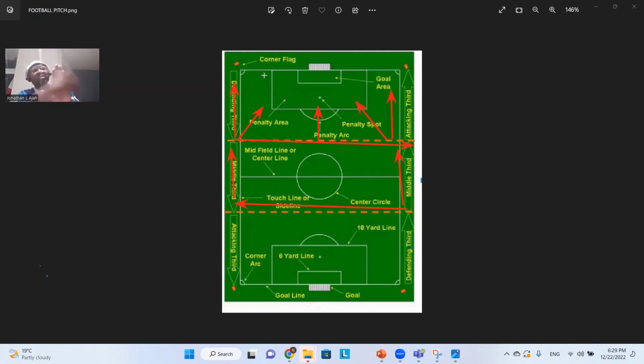Oftentimes attacking midfielders are likely to have many more injuries in the ligaments on the inner and outer parts of the ankle. So you have the medial and lateral ligaments, a bunch of them. You have the deltoid, the calcaneofibular ligaments, and a host of others. The importance is that because of dribbling movements, they are more prone to these injuries. This is something, as a manager, you want to discuss with the player, and of course the sports people.